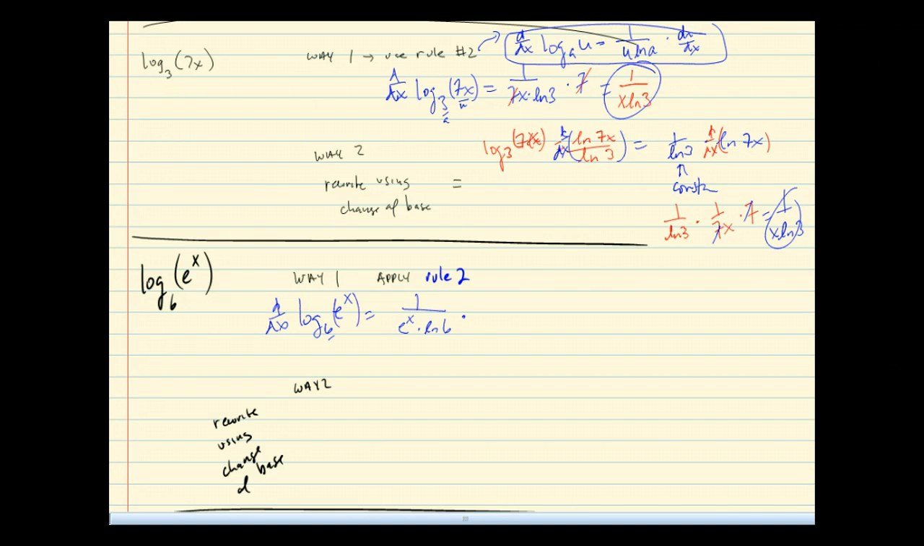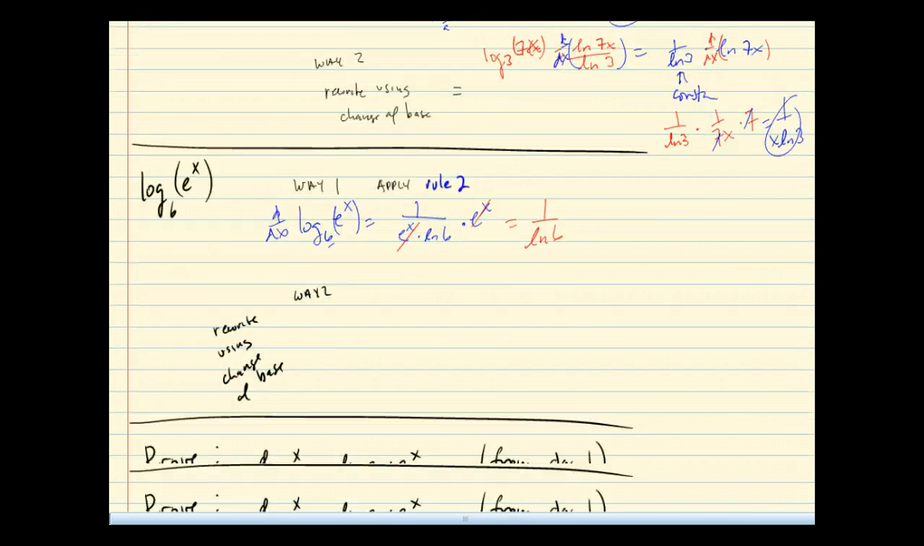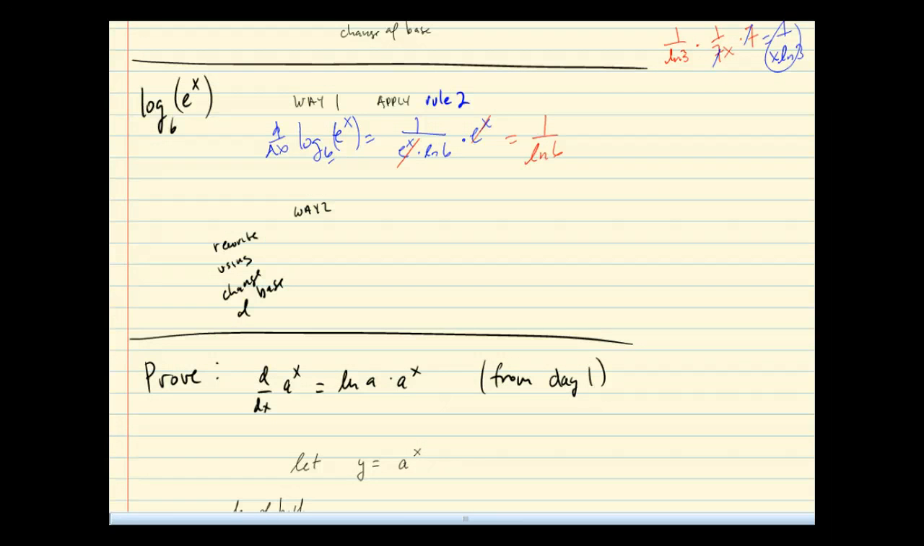We learned yesterday that the derivative of e to the x is e to the x. So now we can simplify. The e to the x's cancel each other out, and I'm left with 1 over the natural log of 6. Alright, way number 2 would be to rewrite it using the change of base formula. So let's try doing it that way.